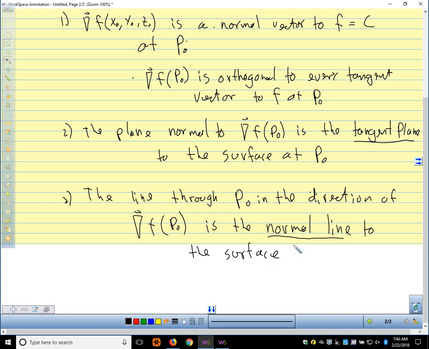So the normal line would be the line that goes in the direction straight up, essentially. The tangent plane would be the plane that is level. If you took the surface and turned it into a two-dimensional, flat surface, at that point the tangent plane would be what would represent the surface there.